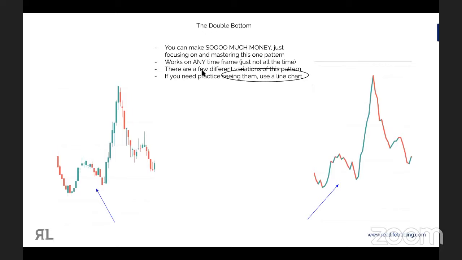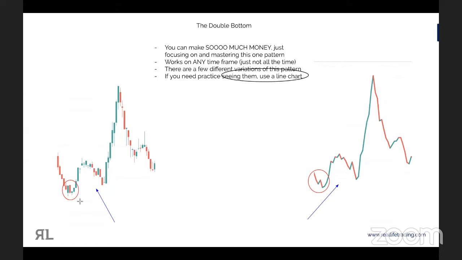So let's look at both of these charts that are in front of us right now and ask this question. Do you think double bottoms are also fractal patterns? What do you think? The answer is yes, they are. What do I mean by fractal patterns? Check this out. Look at this tiny double bottom right there.